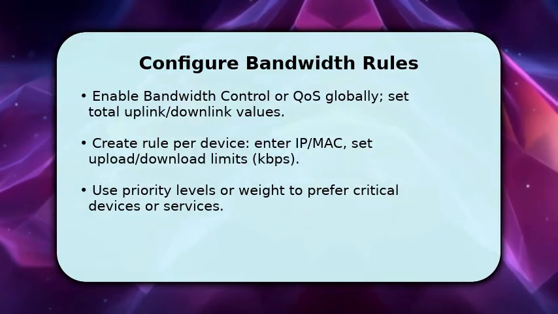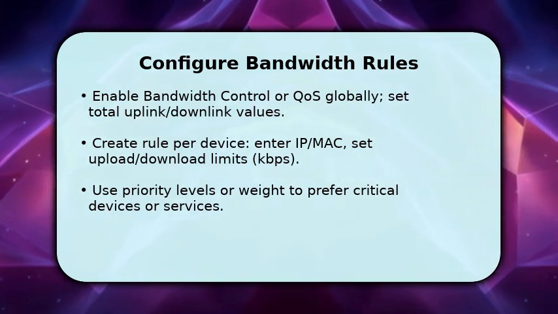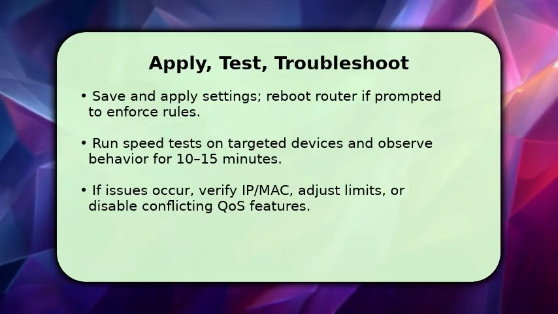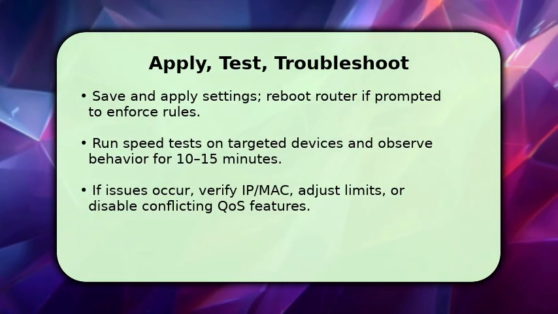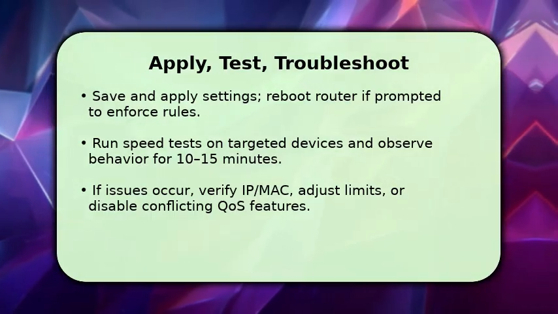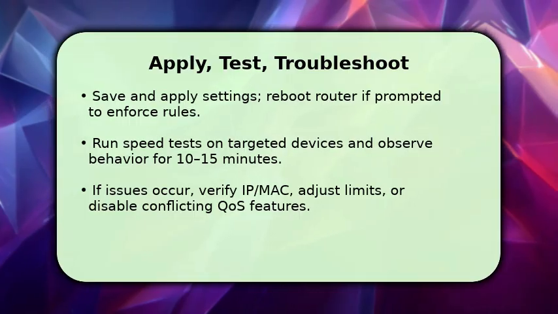After entering rules, save and apply them. Many TP-Link models recommend a reboot to enforce new policies, so do it now. Then test. Run speed tests on the limited devices and on a high-priority device to confirm behavior. Monitor for a few minutes while streaming or downloading to ensure stability.